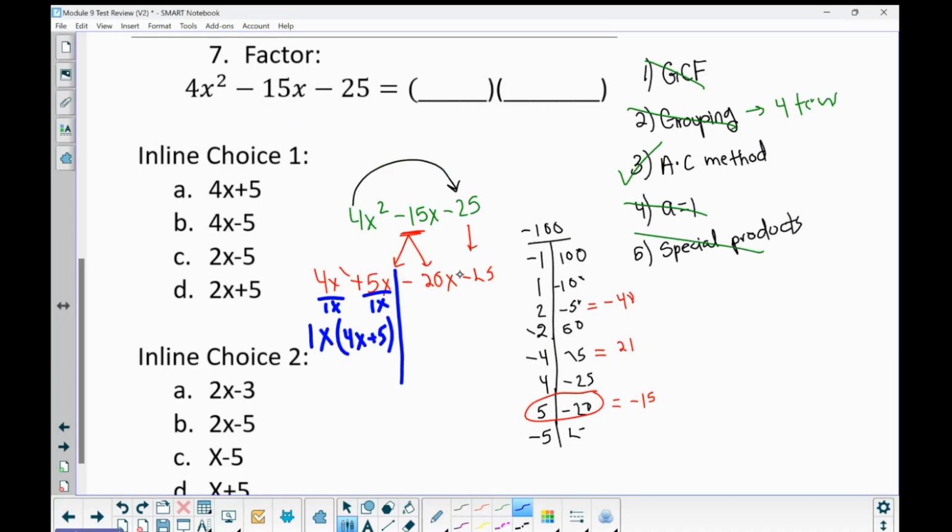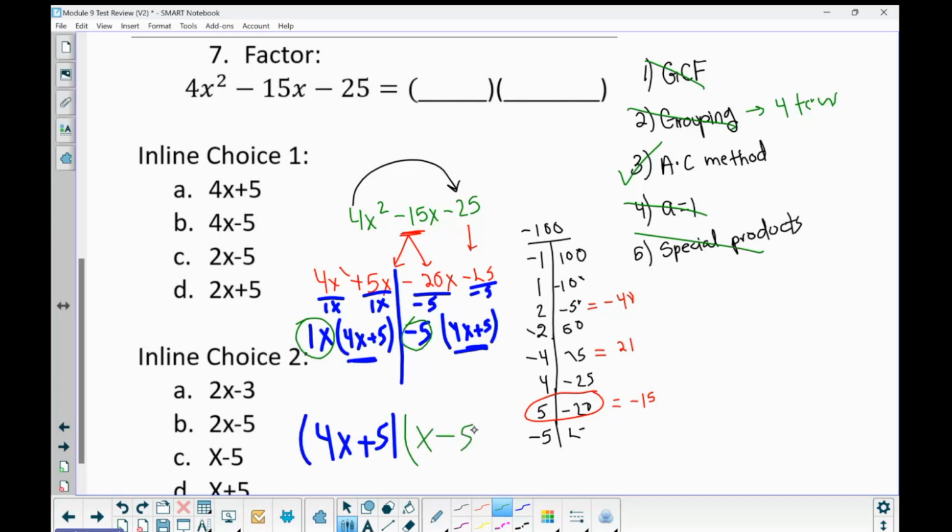Do the same thing on the other side. Negative 20 and negative 25 have 5 in common. I'm going to divide everything by negative 5. And that's going to leave me with positive 4x plus 5. Well, my GCFs match, or my parentheses match, so that is my first factor, 4x plus 5. And my second factor is going to be my 2 GCFs, which is 1x, or just x, minus 5. And I just find which multiples match. So I've got 4x plus 5 here, and x minus 5 here. And that is number 7.